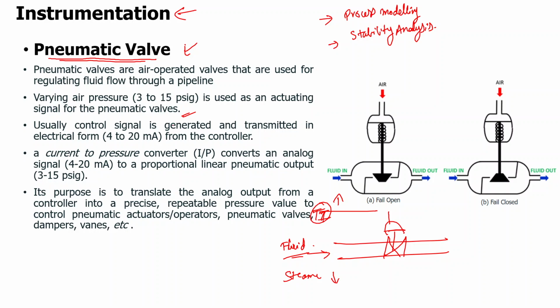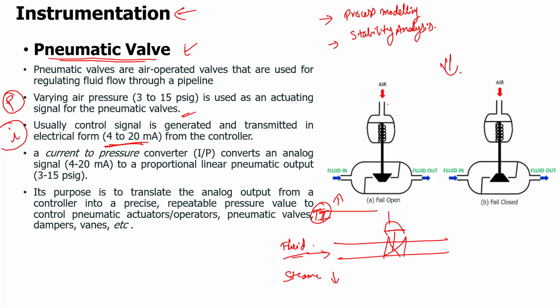Usually a control signal is generated and transmitted in electrical form from the controller. So what the controller will do is give the signal in the form of current, that is I, and ultimately it will be converted into pressure P. That is, we will be changing the air pressure of the instrument air, and on the basis of that, the valve will open or close. This schematic gives us a better idea.